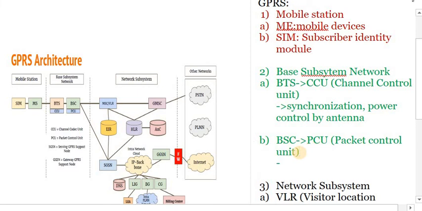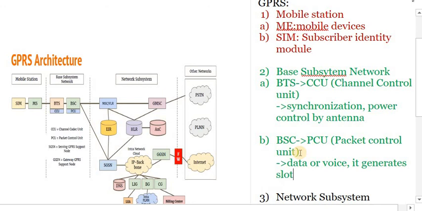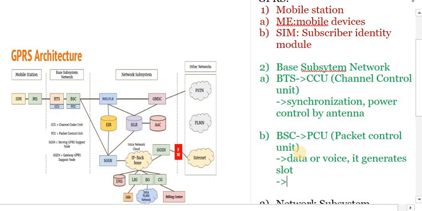So what are the functionalities provided by the packet control unit? As the name indicates, it is used to control the generated packets, whether it is a data packet, a multimedia packet or a voice packet, and according to the packet type it generates slots. So we can say this PCU, the packet control unit, acts as a resource manager.